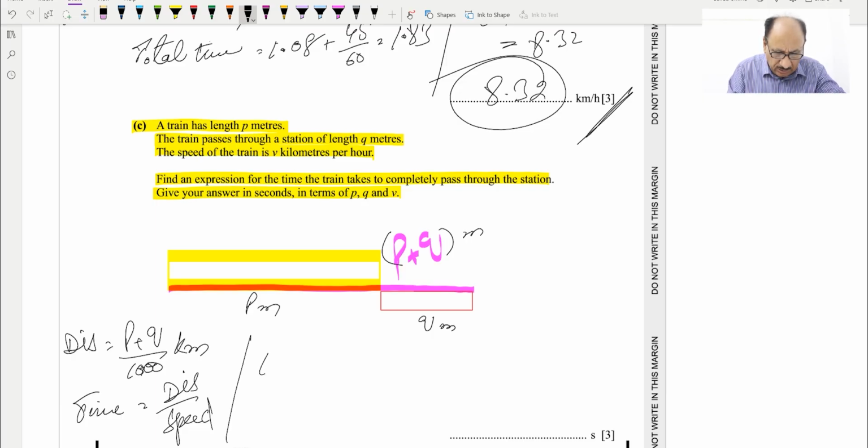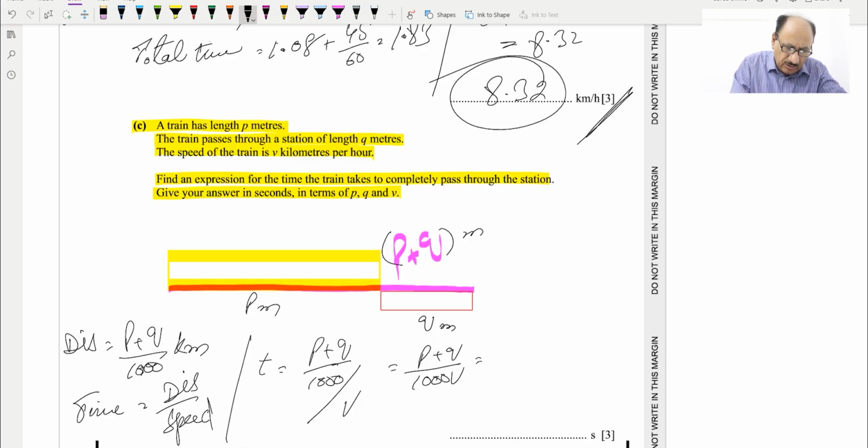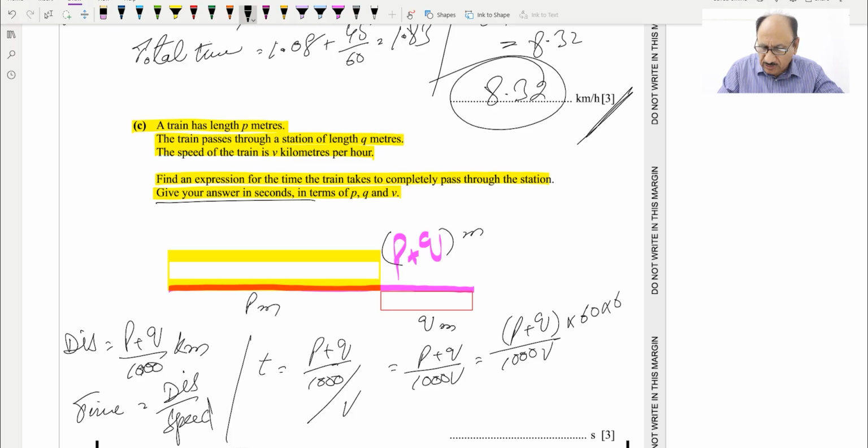So we can write time t is equal to distance, which is p plus q over 1000, divided by speed, which is v. We can write this as p plus q over 1000v. Now this is in hours, but we need it in seconds, because the question says give your answer in seconds. So this will be p plus q over 1000v multiplied by 60 into 60.